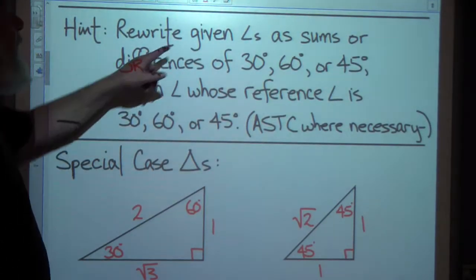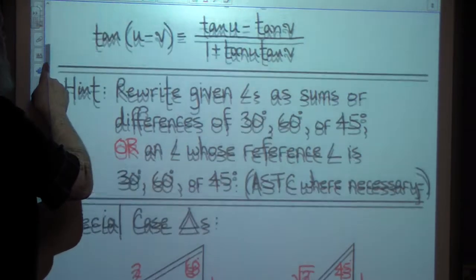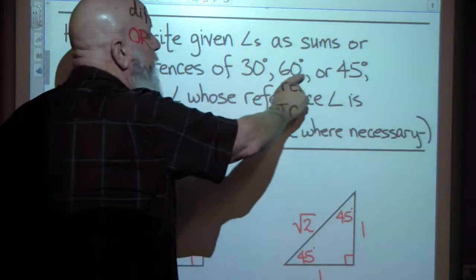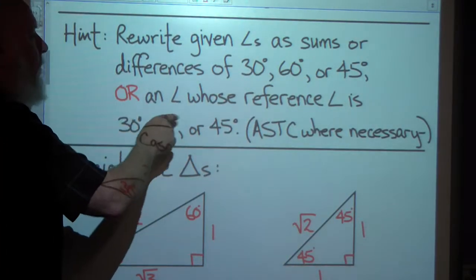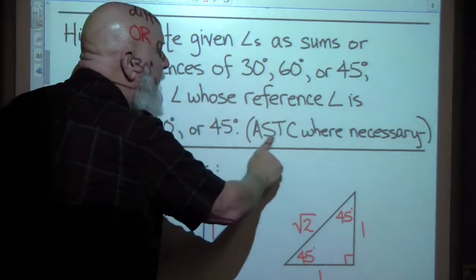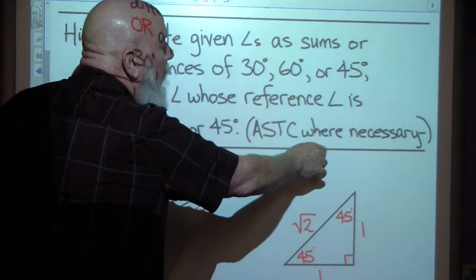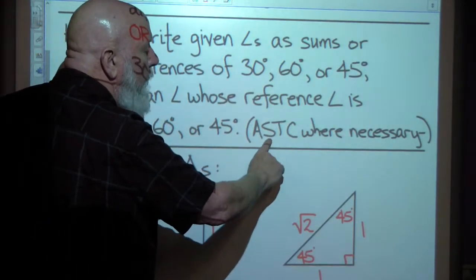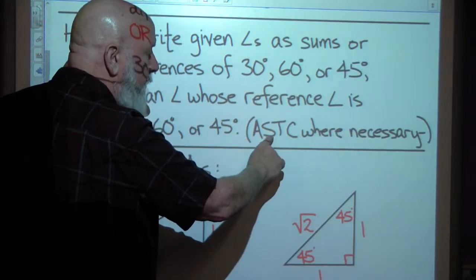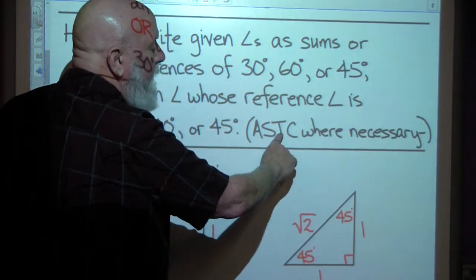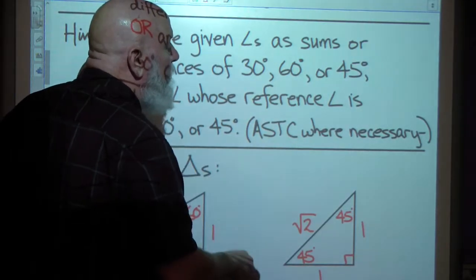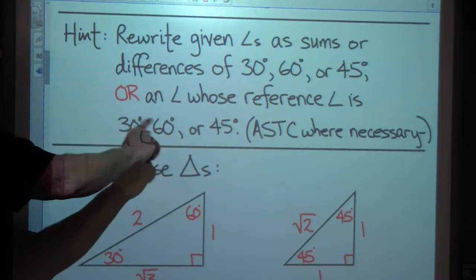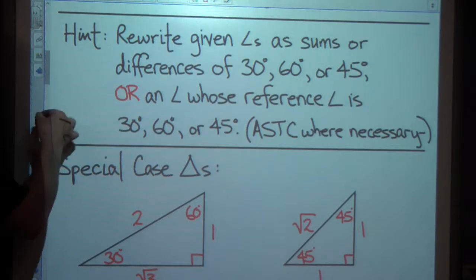Here's a hint. Rewrite the angles that are given to us. They'll ask us to evaluate the tangent of some angle. We'll rewrite that angle as the sum or difference of 30, 60, or 45 degrees, special case, or an angle whose reference angle is 30, 60, or 45 degrees, and then apply STC where necessary. In other words, all trigonometric functions are positive in quadrant 1. In quadrant 2, only the sine and its reciprocal are positive, the rest are negative. The tangent and its reciprocal are positive in quadrant 3, the rest are negative. And the cosine is positive in quadrant 4, its reciprocal is as well, all the rest are negative. So we're going to keep that in mind and reference angles if we need to.